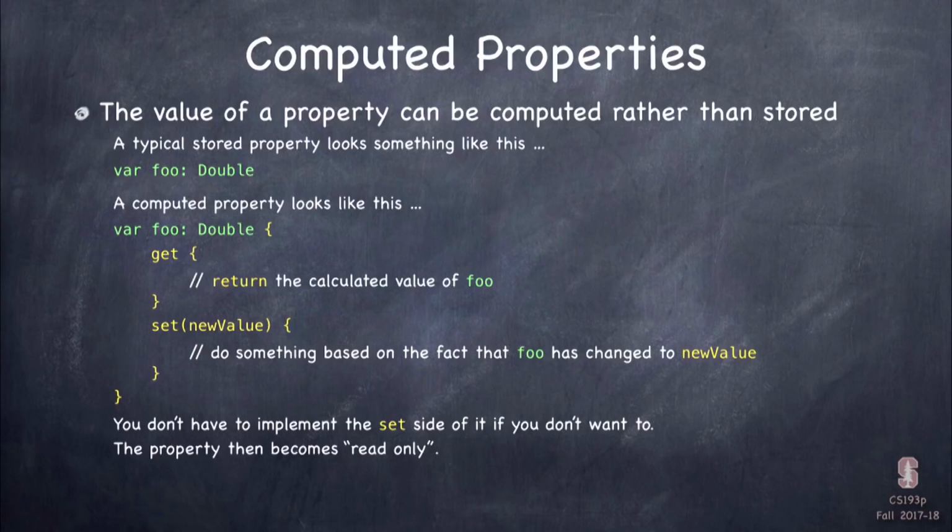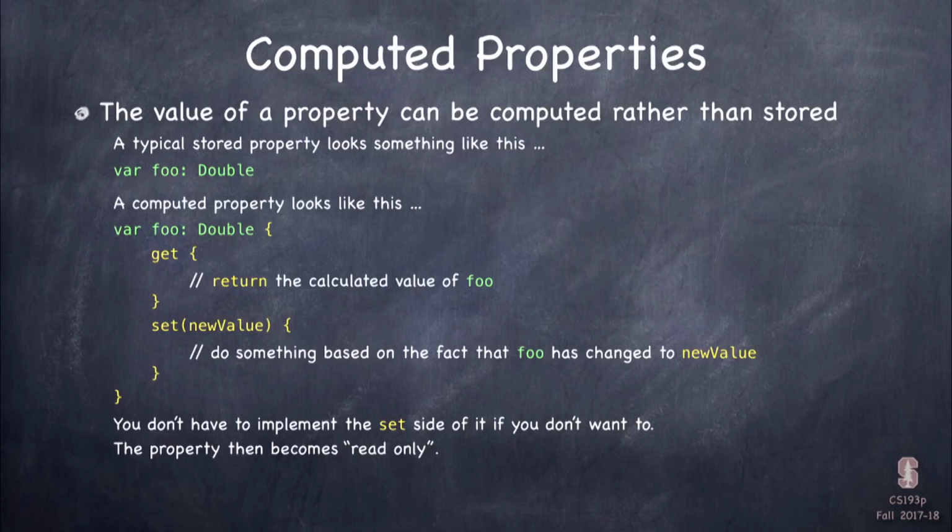Now, the set, by the way, that set newValue part, that's optional. So you can have computed properties that are only get. We call those read-only computed properties. You can't have ones that are only set. You can have get only, but not set only. If you had set only, you'd make a function, setWhatever. You wouldn't use a var like that.